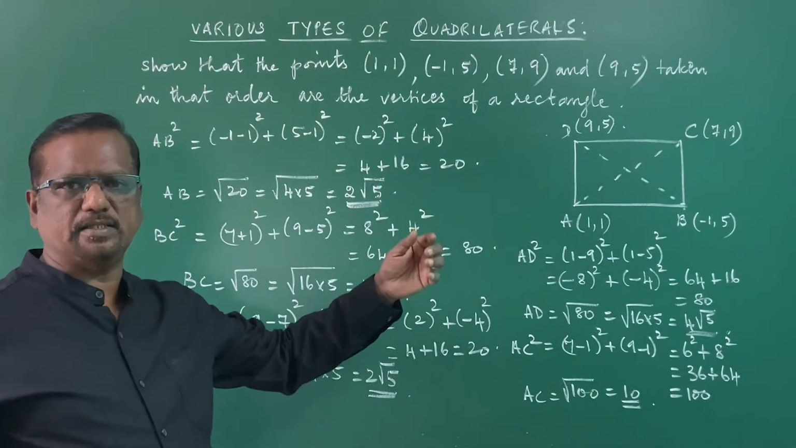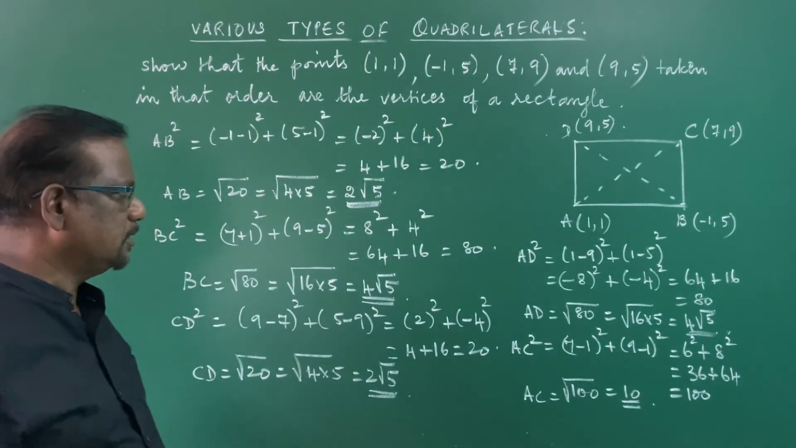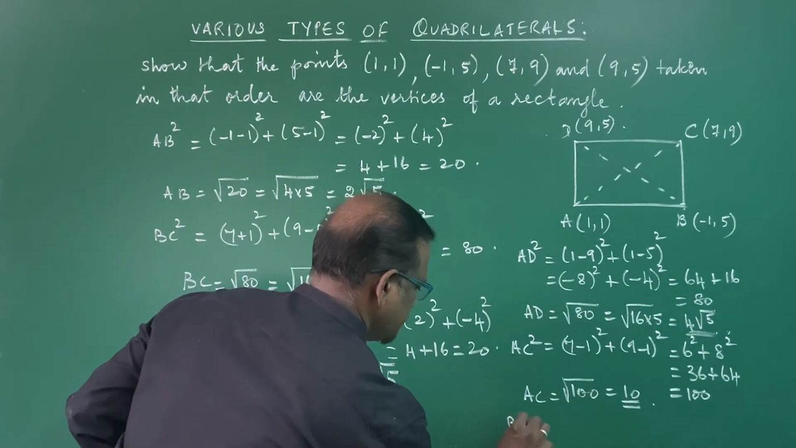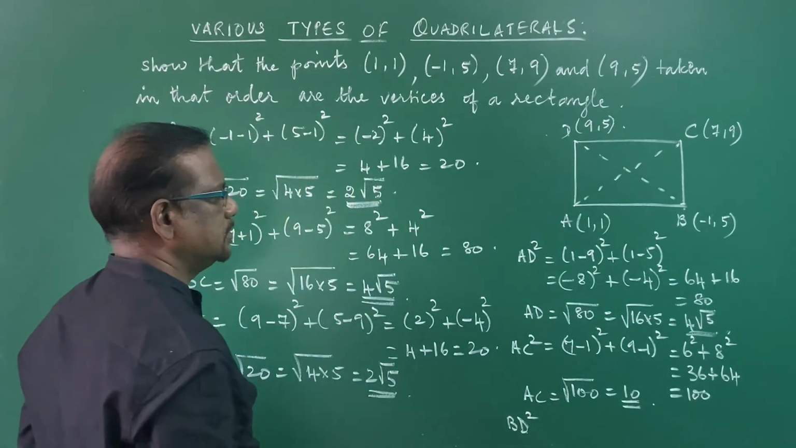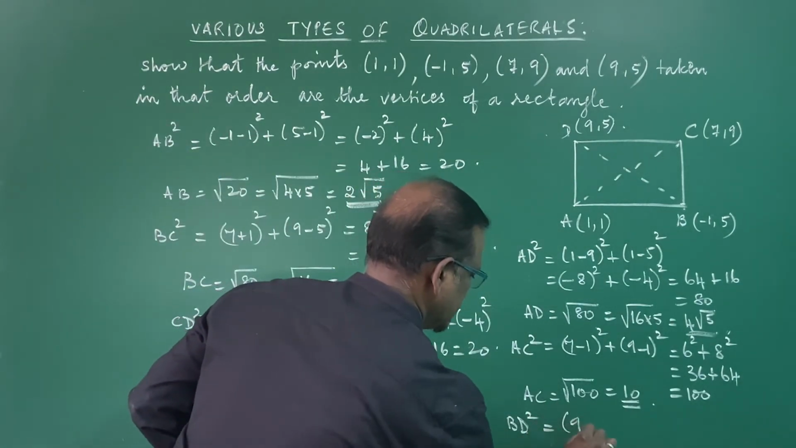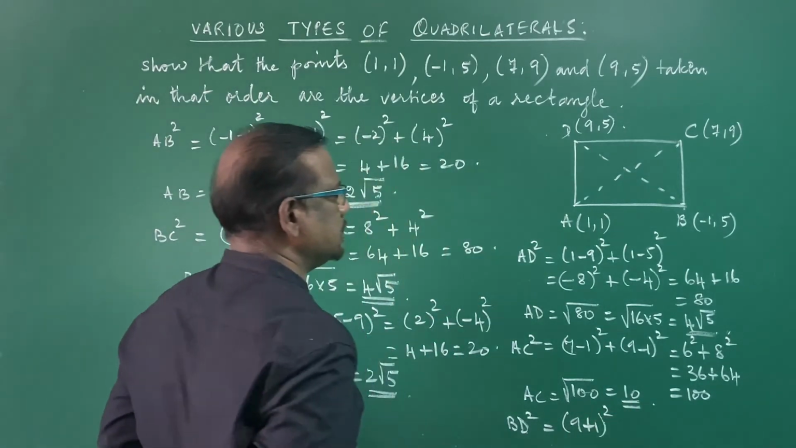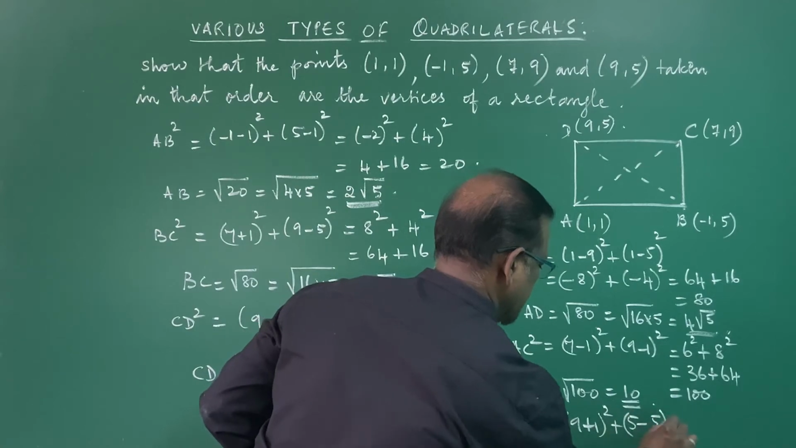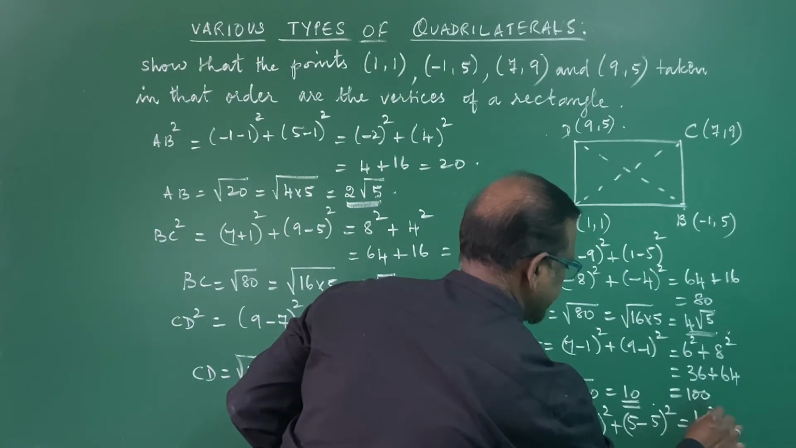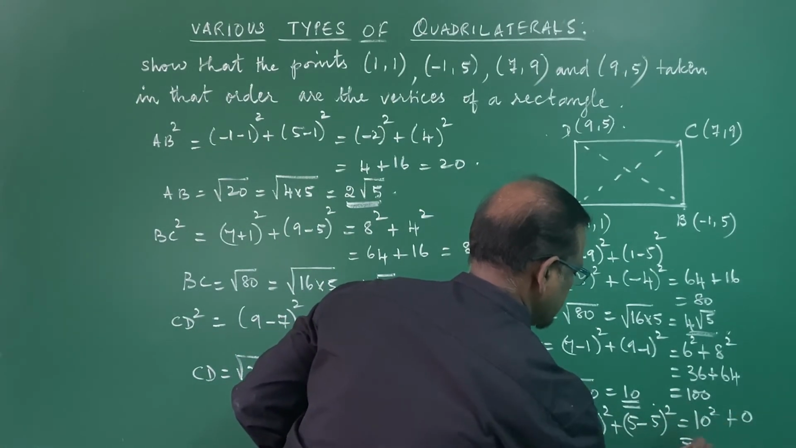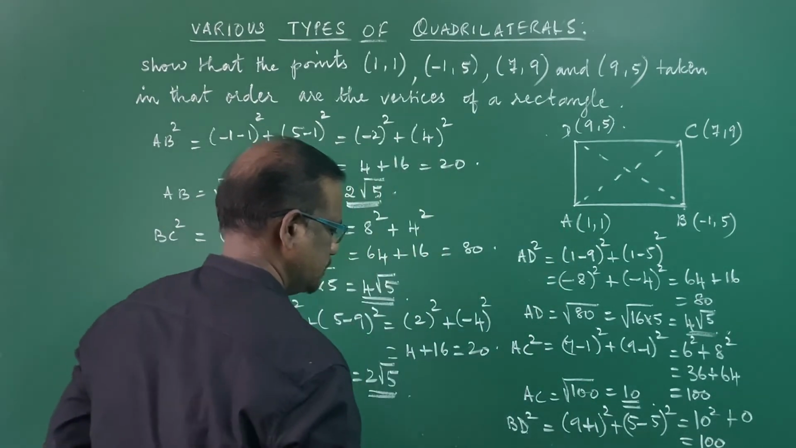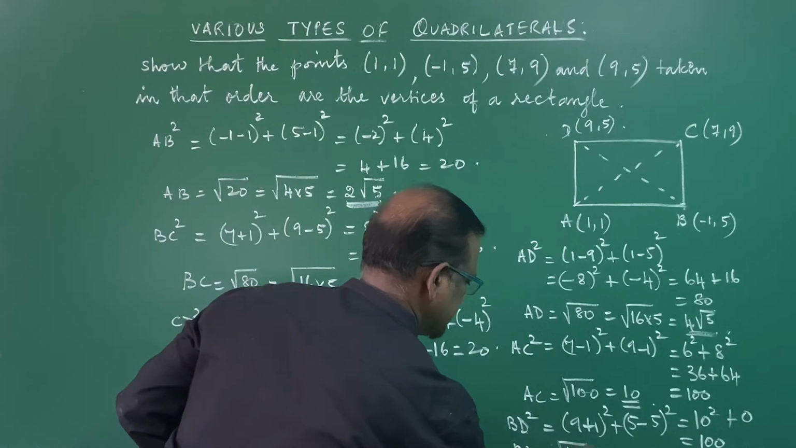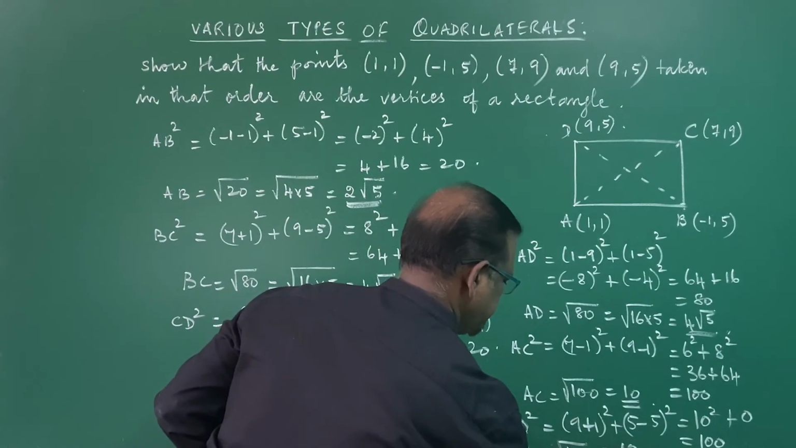Similarly, let us find the length of the other diagonal BD. So BD square is equal to 9 plus 1 whole square plus 5 minus 5 whole square, that is equal to 10 square plus 0, that is equal to 100. Therefore, BD is equal to square root of 100, that is equal to 10.